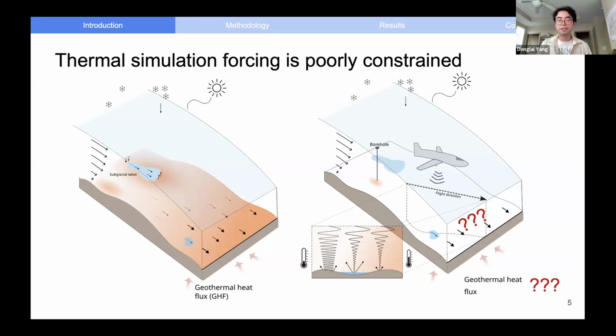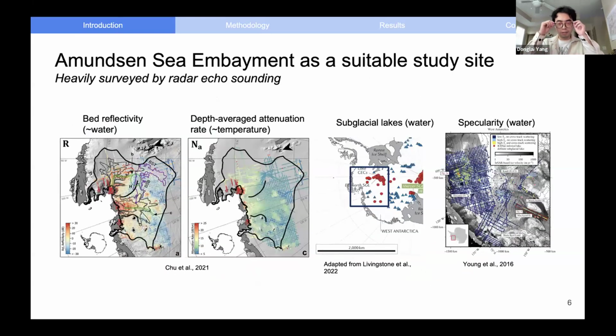So I want to start by showing you how much thermally informative observation we have in one drainage basin. The drainage basin is the Amundsen Sea embayment, in West Antarctica. It is one of the most heavily surveyed drainage basins in Antarctica. Over the past decades, a lot of airborne radio echo sounding surveys have identified water and average ice temperature from radar attenuation. I'm not going into the nitty-gritty of what these data sets are about, just to give you a mental picture of what they look like.